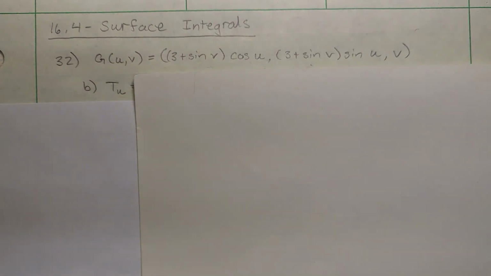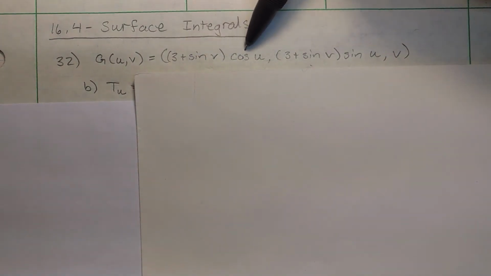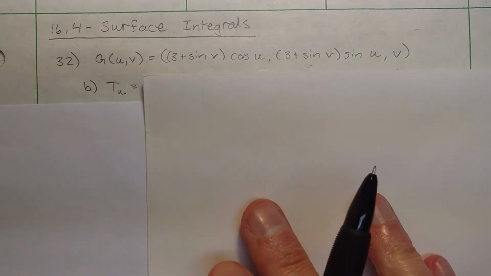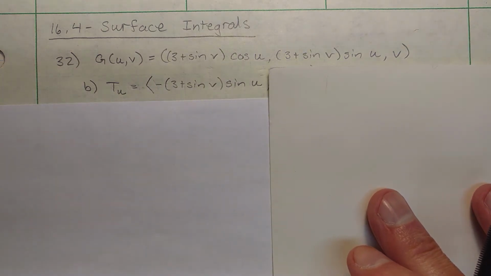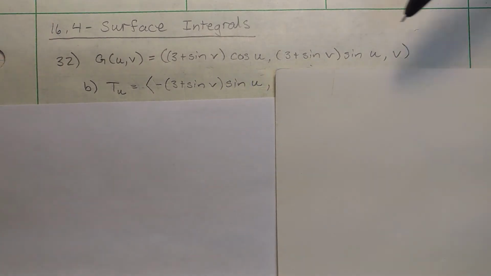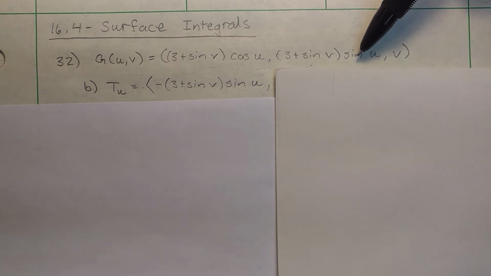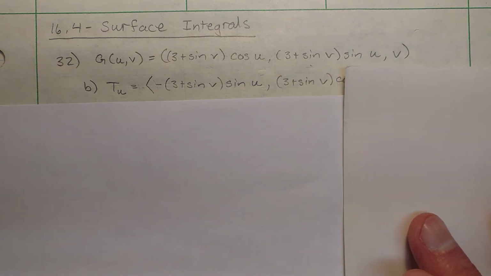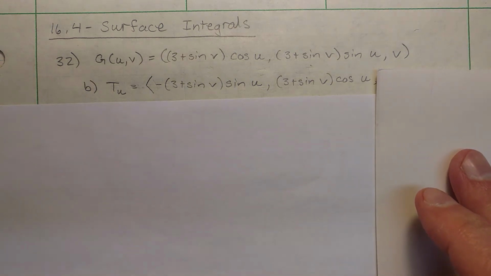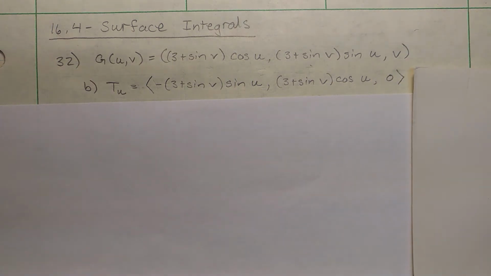So getting the tangent with respect to u, taking the derivative here of the x component. Notice this acts as our variable term. This is our constant, so this remains the constant. The derivative of cosine of u is negative sine of u, so we have that negative sign. And then we've got our constant times sine of u. Taking the derivative here, the derivative of sine of u is cosine of u, so we simply have 3 plus sine v times cosine of u. And v acts as a constant with respect to u, so we just get 0.